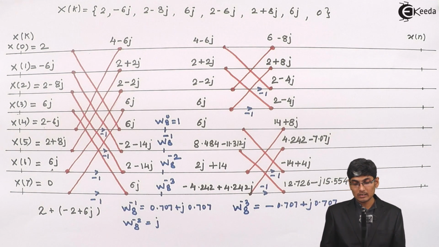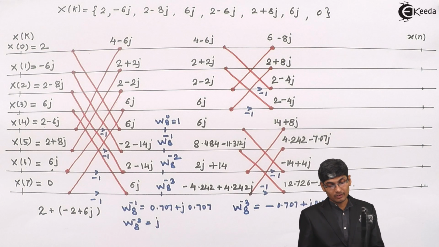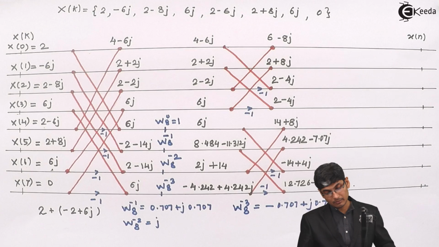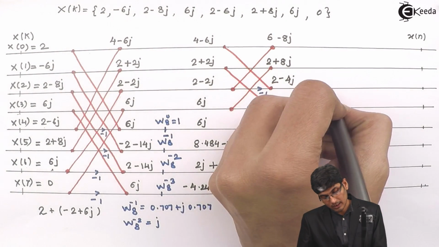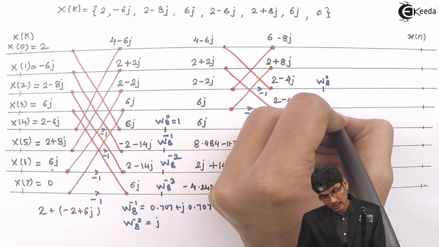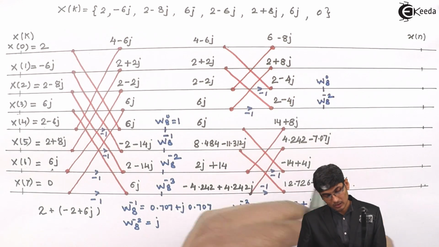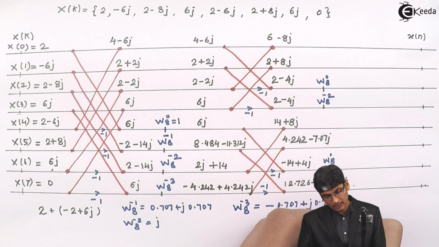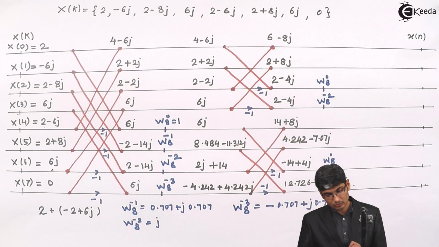Before going to the third stage, we are having multipliers in the last two lines. So I will be having multipliers in the last two lines. So here I will have multiplier as W8 raised to 0, whereas here I will have W8 raised to minus 2. Similar way, here also I have W8 raised to 0, and here I have W8 raised to minus 2.